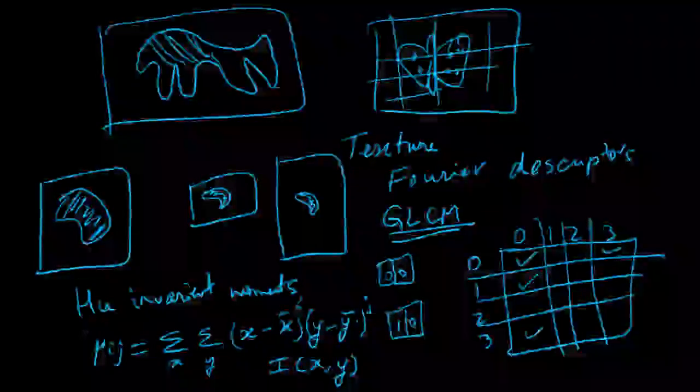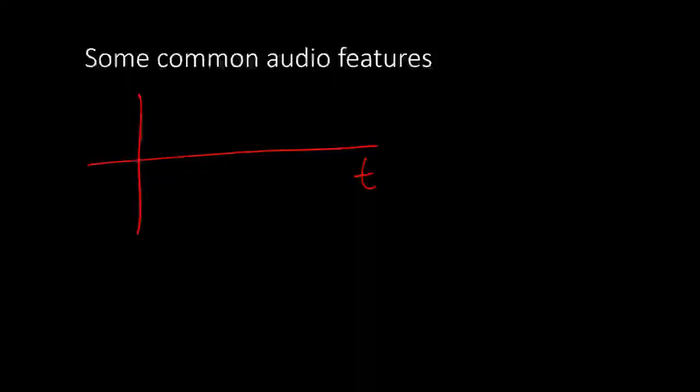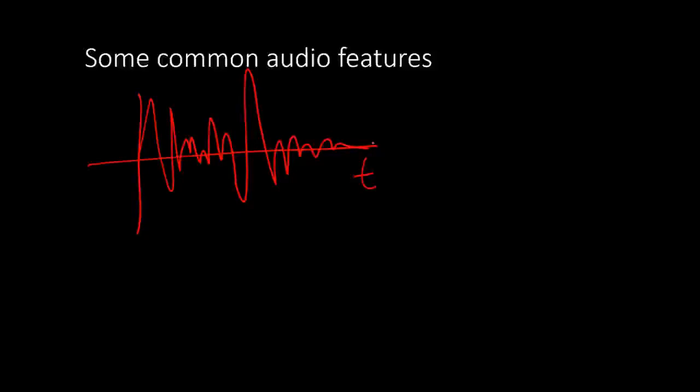Now, keeping with the same theme, let's talk about audio features. What is audio? Audio is basically a time axis and a pressure waveform. This pressure waveform usually is sampled at 20 kilohertz or 40 kilohertz. Why? Because that is the limit of frequencies that a human ear can reliably hear.